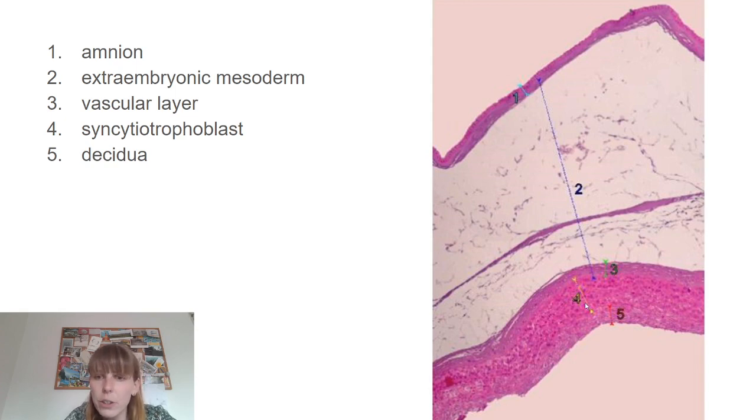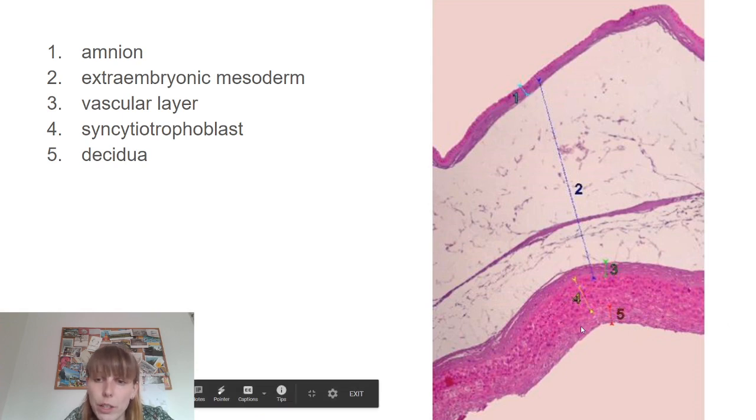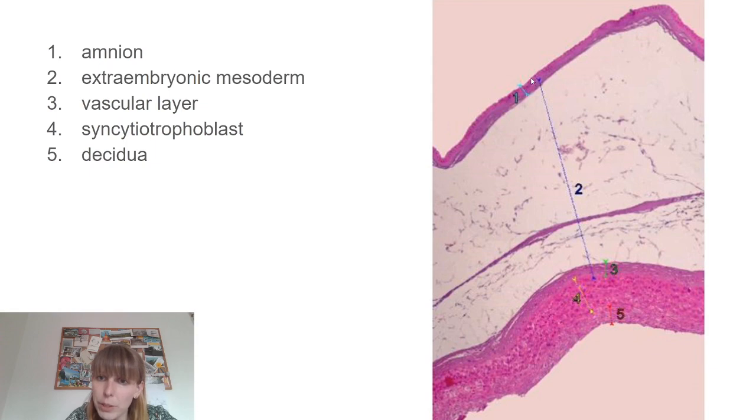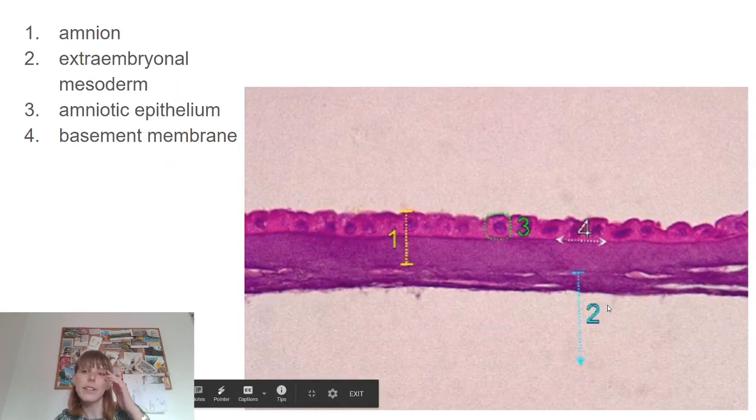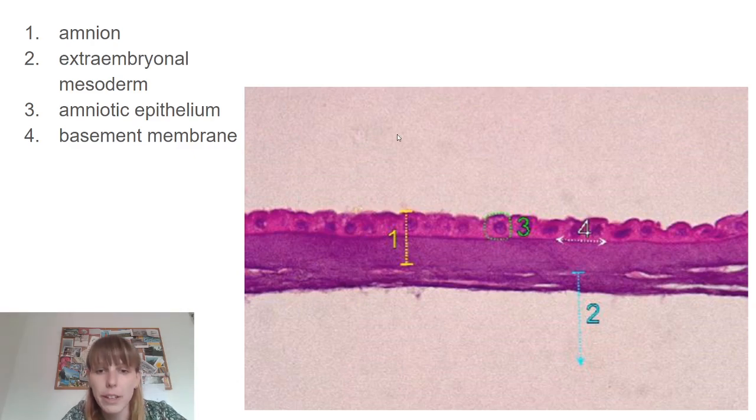And here you will have the syncytiotrophoblast. So the trophoblast part of the chorion will be here, and attached to it, fused with it as well, will be the decidua, capsularis and parietalis fused together, so you will not see the border very clearly here. So amnion, extraembryonic mesoderm, chorion, and the decidua. So this is the first part in large magnification.